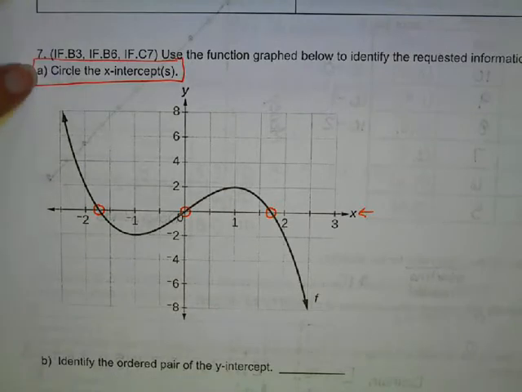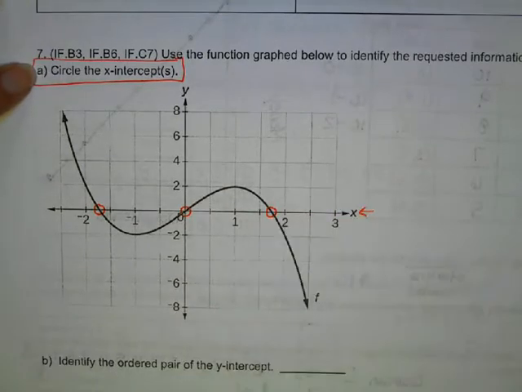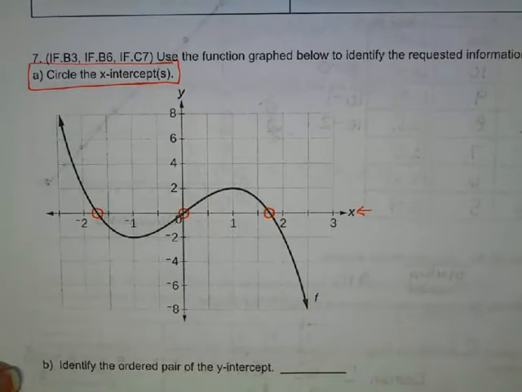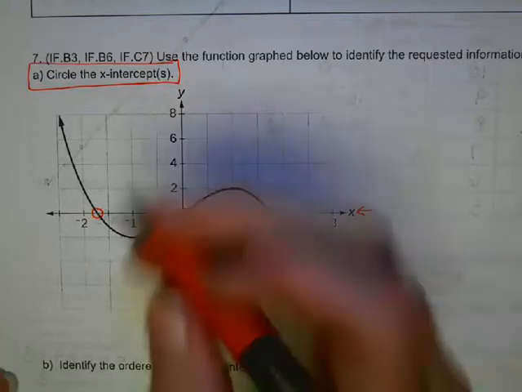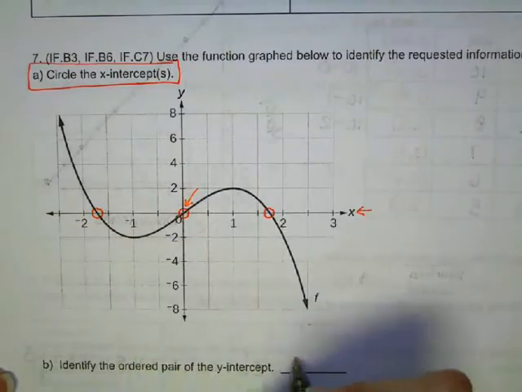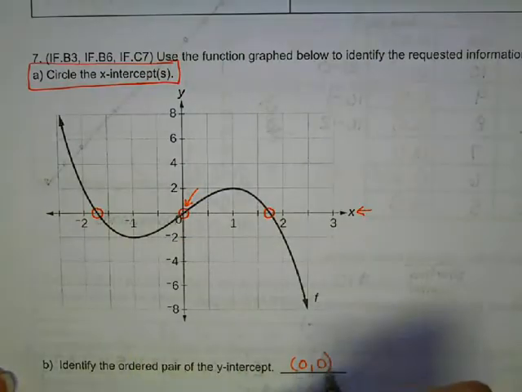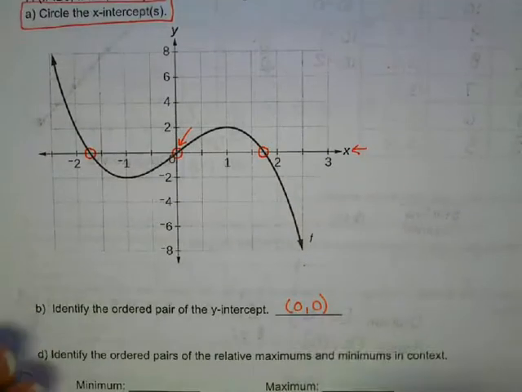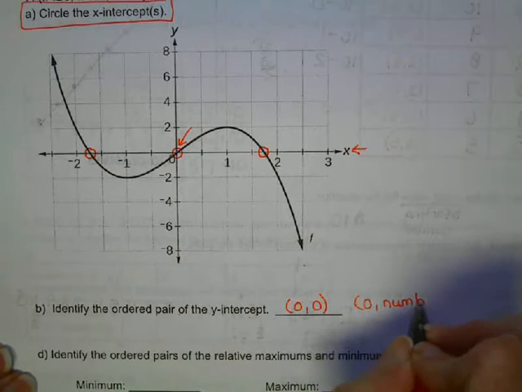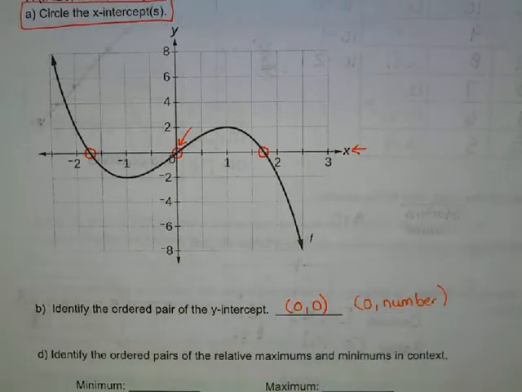But again, a lot of people skip that because they think it's part of like just the words at the top, and they don't actually do part A. Make sure you do that step. The y-intercept, identify the ordered pair of the y-intercept. In this case, this is your y-axis here, so this right here is our y-intercept at 0, 0. The y-intercept is usually 0, and then a number. That's usually how you write the y-intercept. In this case, it happened to be at 0 also, so it was just 0, 0.